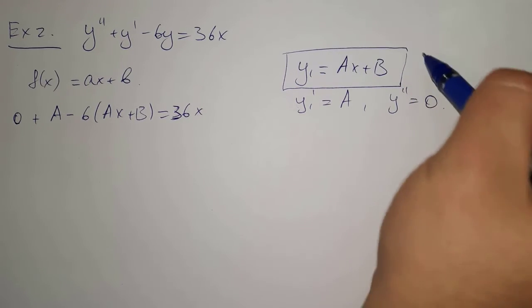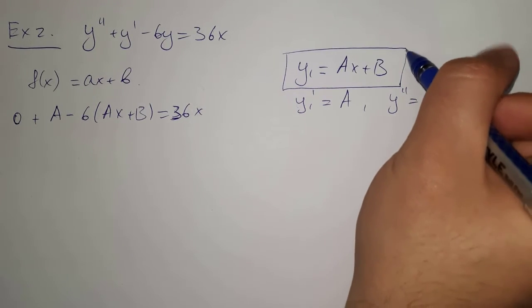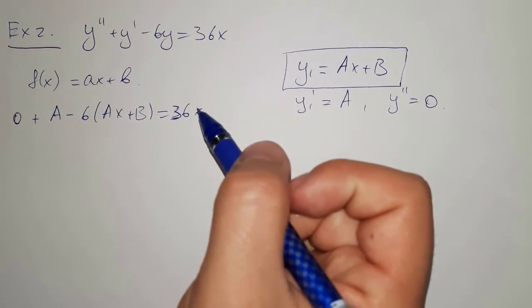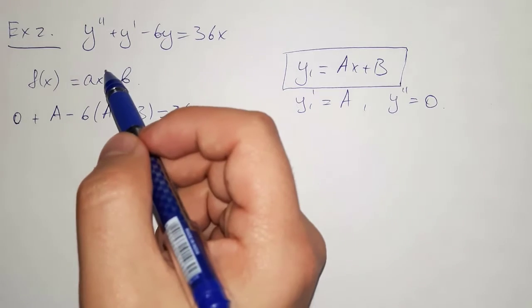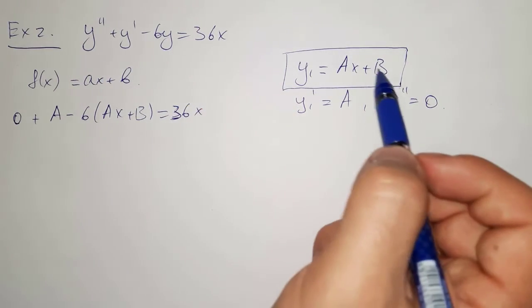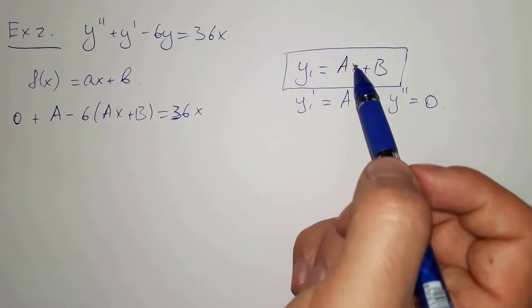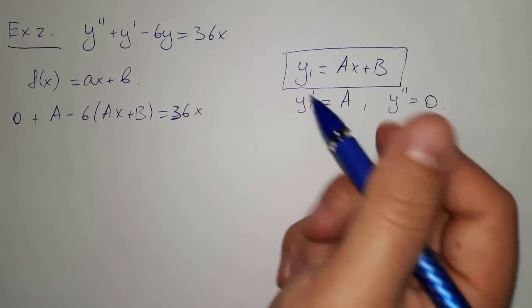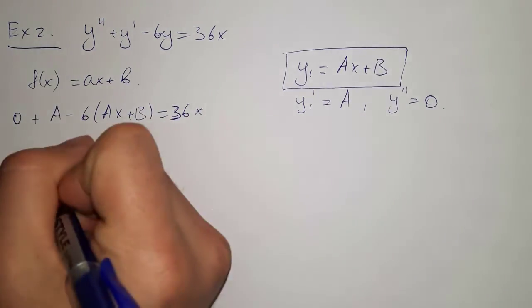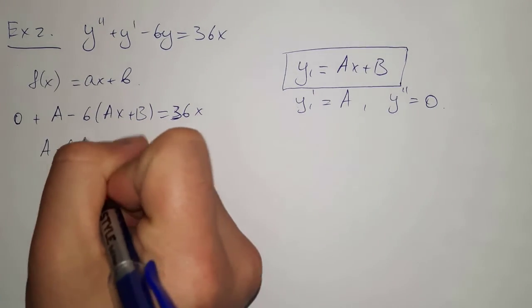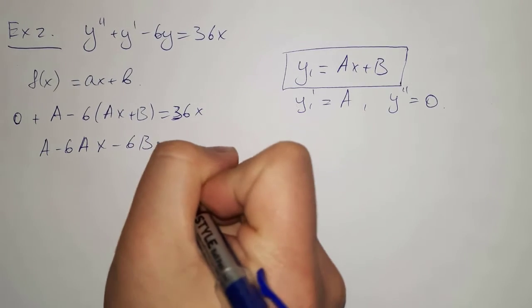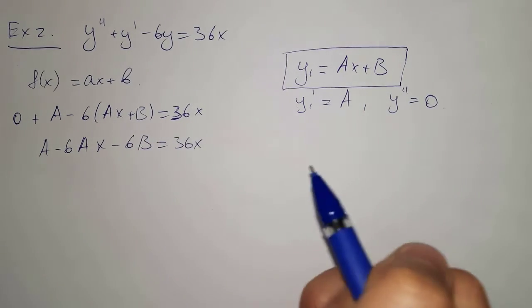Again, one more time I'll repeat. We find the particular solution in the form of the right side. This is polynomial form, that's why we find it like this, ax plus b. And now let's simplify this expression, and we'll get here a minus 6a x minus 6b is 36x.